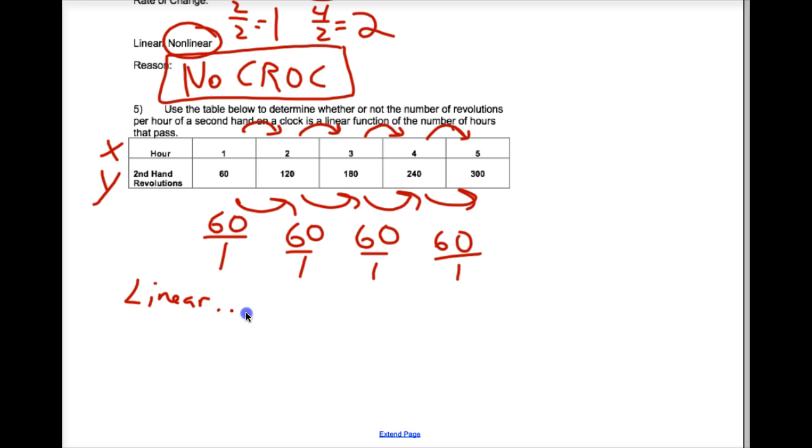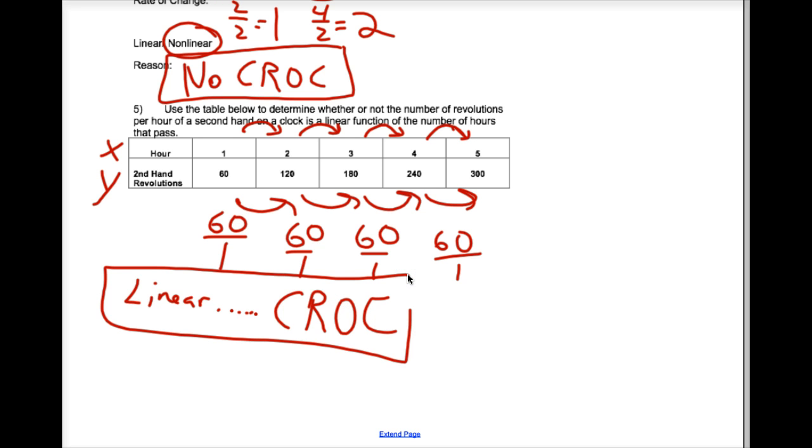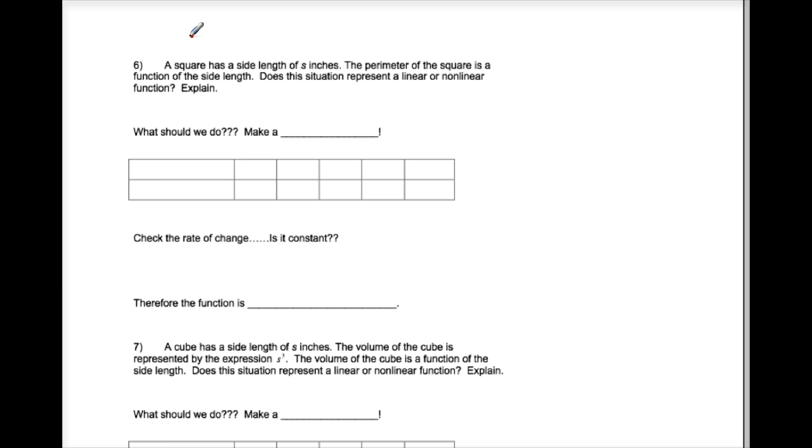And then, what would the reason be, people? Okay. That's what you're doing tonight for your homework: using a table, finding out if the slope, the constant rate of change, is always the same. If it is, it's linear. If it's not, it's not linear. All right, last page. You guys are doing great.